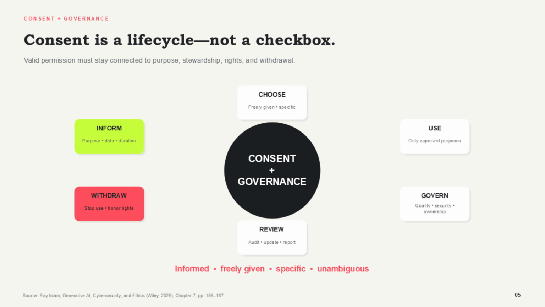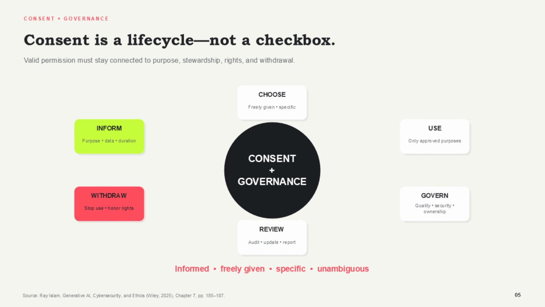But consent cannot carry the entire burden. Once data enters a GenAI system, governance has to preserve that promise. Governance covers availability, usability, integrity, security, ownership, access, storage, sharing, retention, deletion, and compliance.